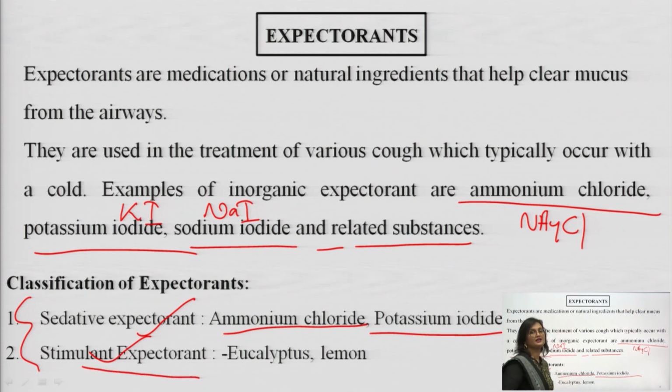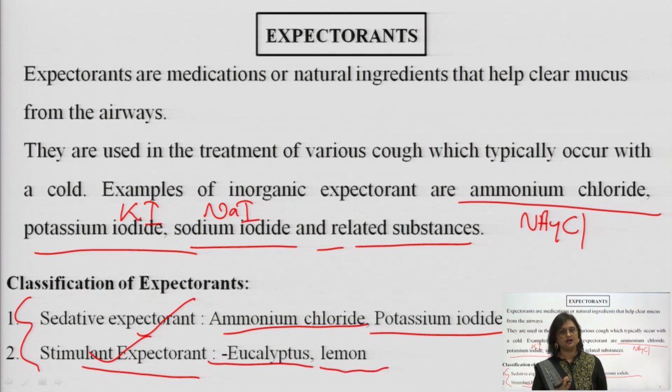Moving on towards stimulant expectorants. What are the examples of stimulant expectorants? Eucalyptus and lemon. These are naturally occurring expectorants which stimulate cough and help in removing the sputum or the mucus from the airways.